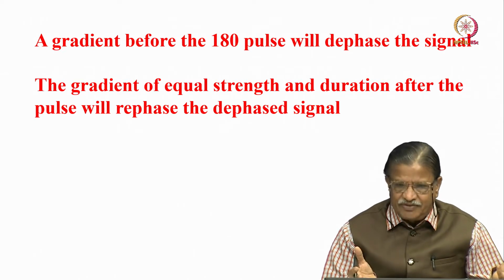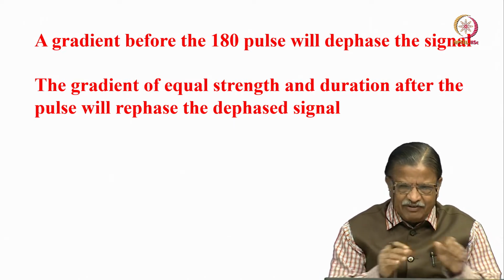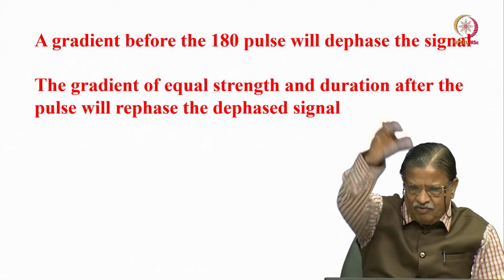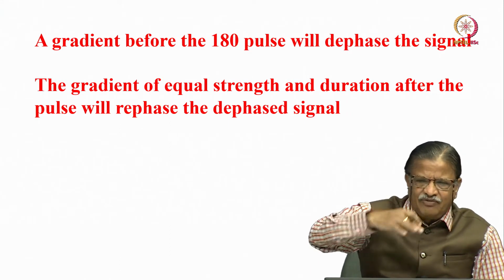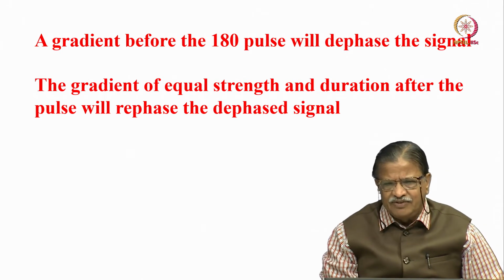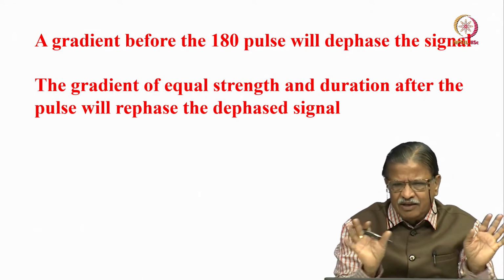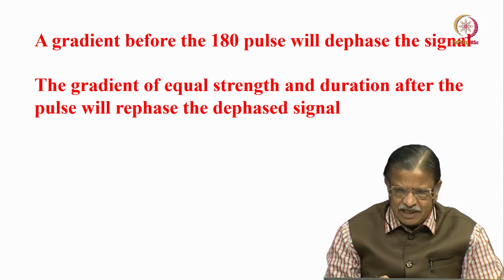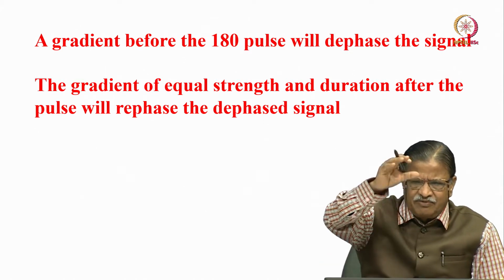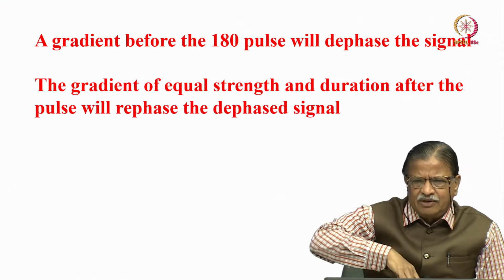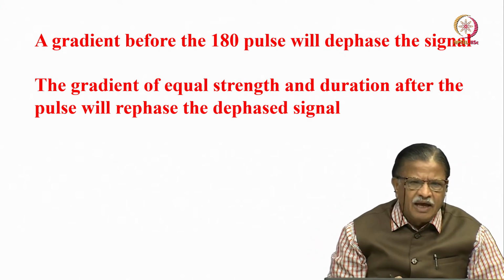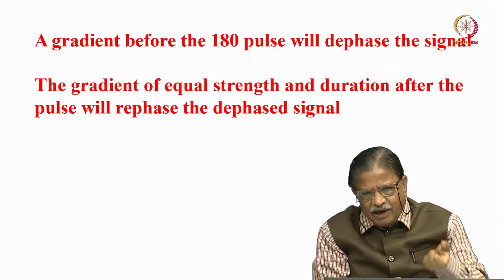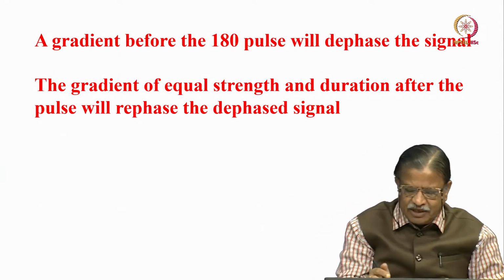It will dephase. That's what we understood. The gradient will completely dephase all the signals, because over the entire sample volume, different slices will experience different fields. So it will become a broad signal, or you will not detect any signal. It completely dephases the signal depending upon the strength of the gradient. If the gradient strength is very high, then you will make sure that you don't get any signal. And after the 180 pulse, you apply a gradient of equal strength and duration.